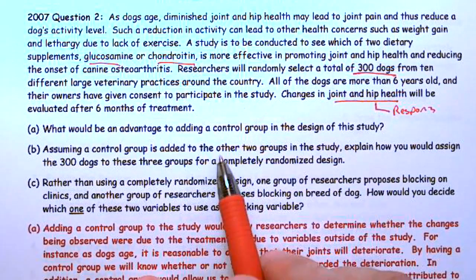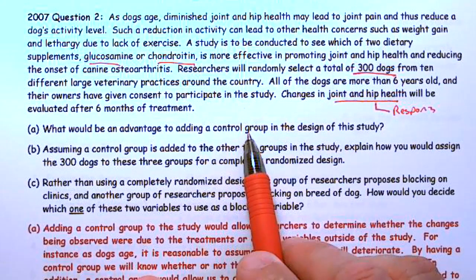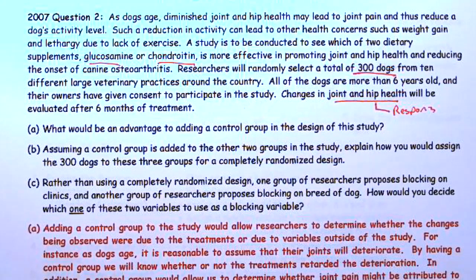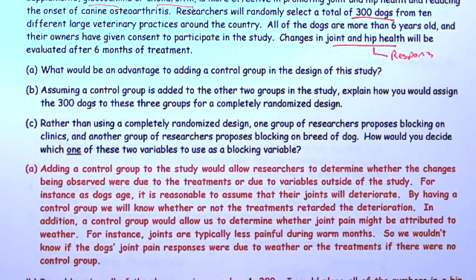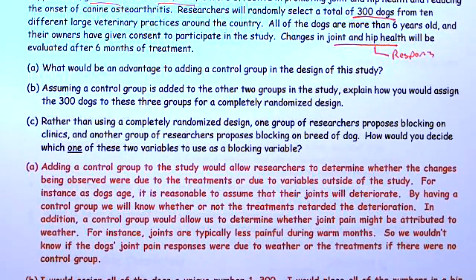What would be an advantage of adding a control group in the design of the study? Remember, the control group provides a baseline. I always recommend you start off with the definition. Adding a control group to the study will allow researchers to determine whether the changes being observed were due to the treatments or due to other variables of the study.